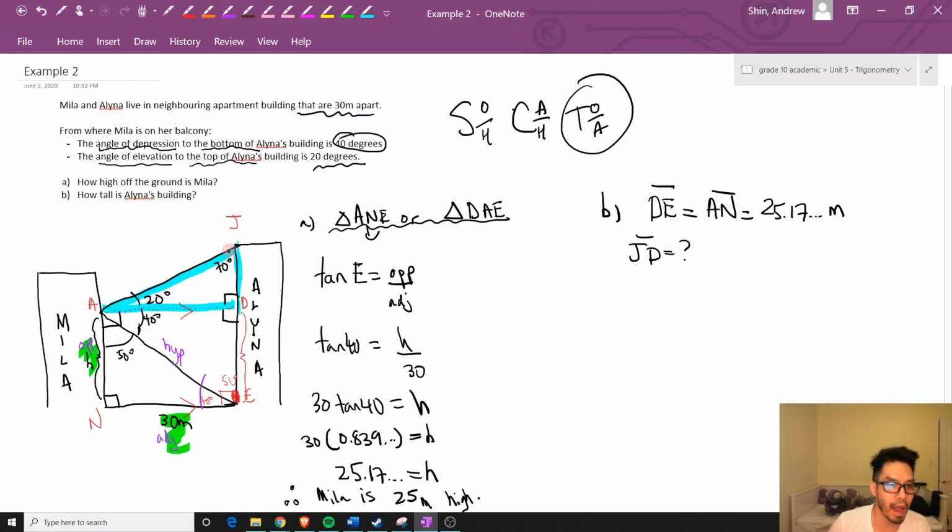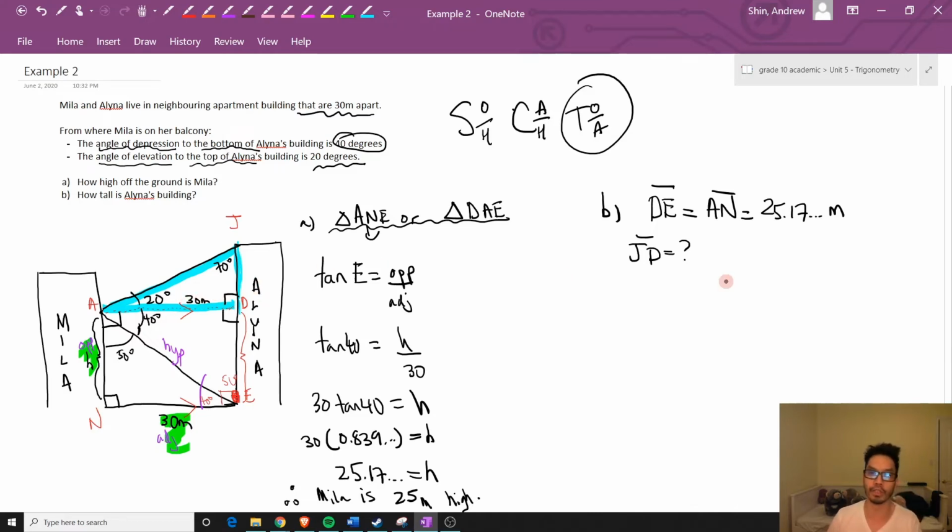But having all the angles itself is not actually useful because we need to know a side. Otherwise, we don't know what the relative size of each of these things are. So we have to search for something. And what I'm looking at down here is that this is 30. The ground between the two buildings is 30. And because we've assumed that these buildings are going straight up, the distance between the apartments on the ground is 30. It should be the same as the horizontal distance over here as well. So this is also 30 right here.